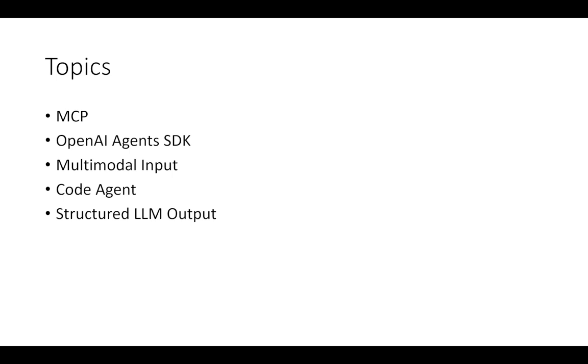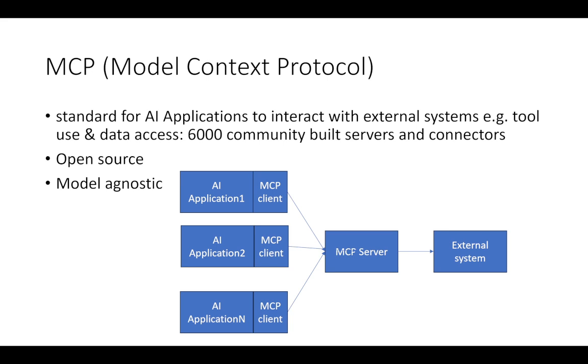So the topics we'll cover in this advanced section are MCP, Model Context Protocol, OpenAI Agents SDK, Multimodal Input, Code Agent, and Structured LLM Output, along with some upcoming research areas. Okay, so Model Context Protocol, it's covered in one of the videos, right? It is basically a standard for AI applications to interact with external systems, for example, tool use and data access.